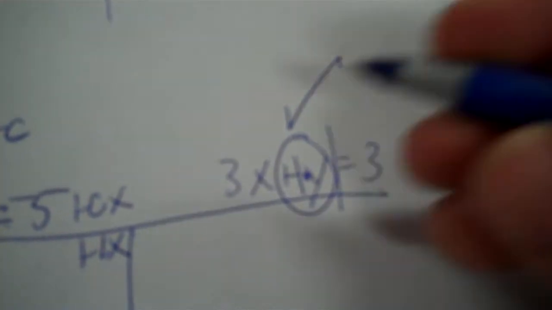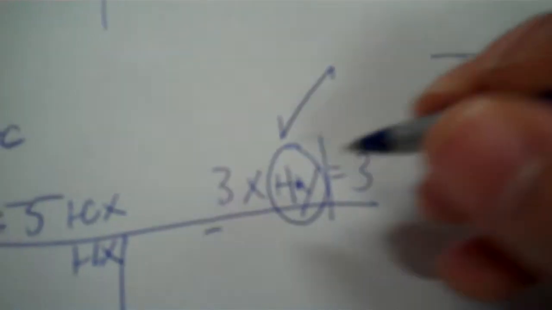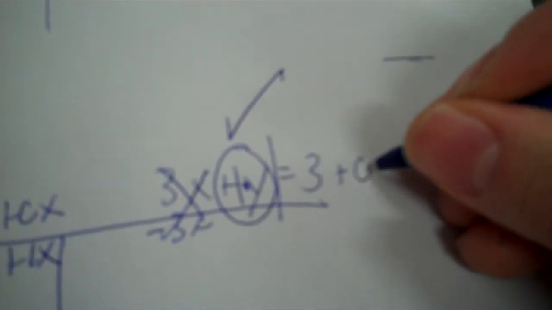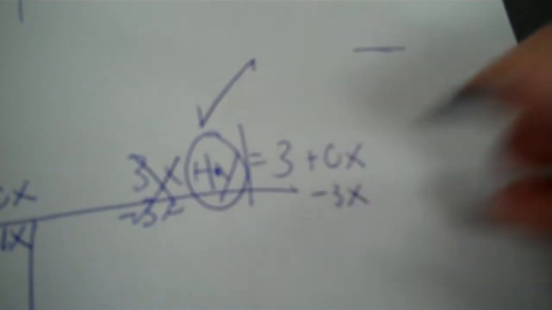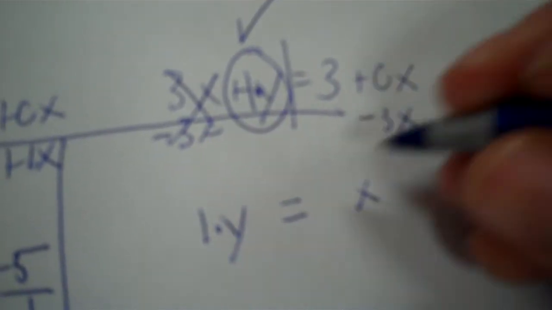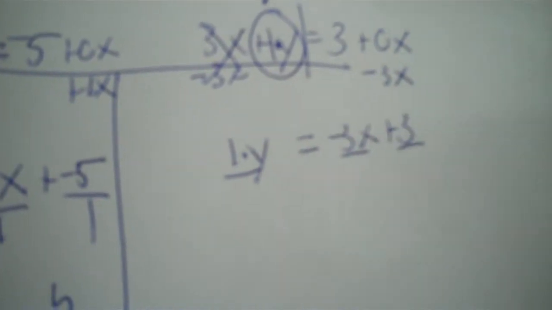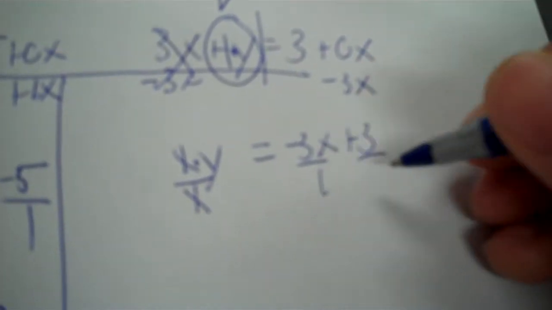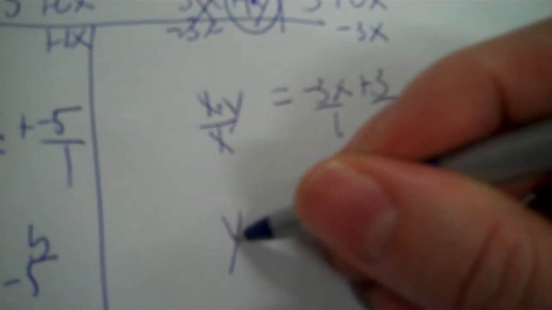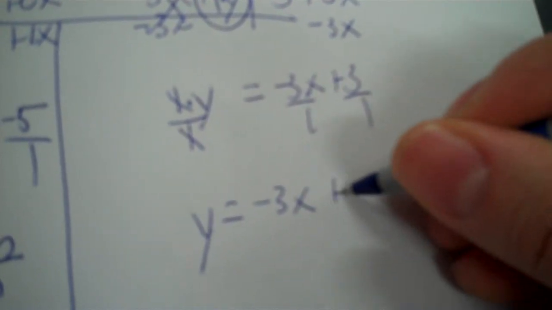So we take out the 3x by subtracting it first. Got to do it to the other side, so I place a 0x and subtract 3x there. 0 minus 3 is negative 3, and then plus 3. Okay, now divide the whole equation by 1. And when you divide something by 1, it just is the top number, so negative 3x plus 3.